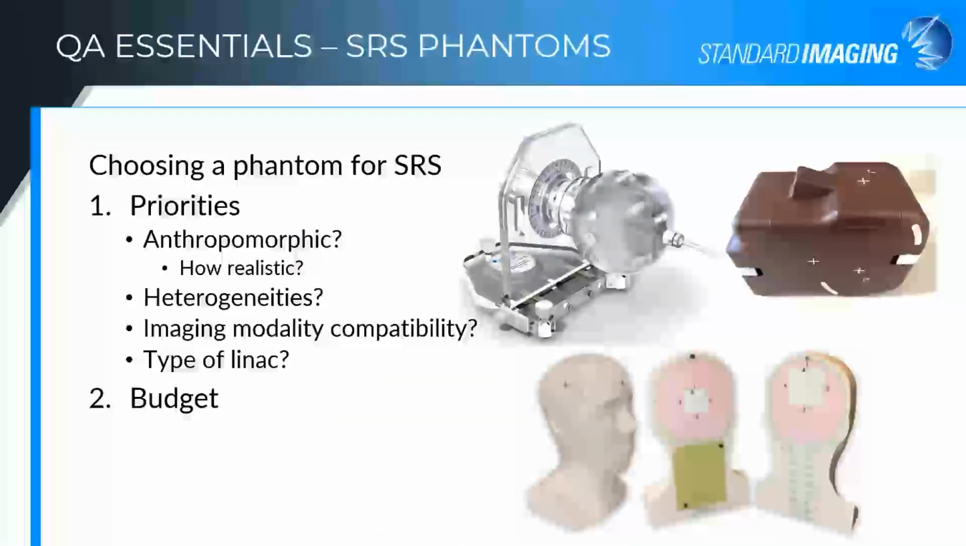So, okay. What about SRS then? What additional priorities might we need to consider for SRS? As our phantoms point out here, anthropomorphism comes into play. Again, our Lucy Phantom is not anthropomorphic. How realistic does it need to be? Is pseudo-anthropomorphism enough, or do you need the full skull and full brain cavity, that type of thing?